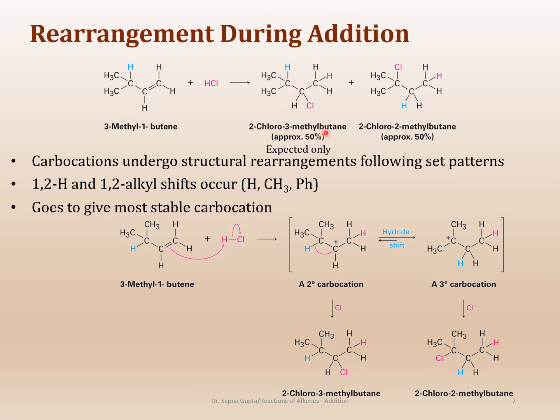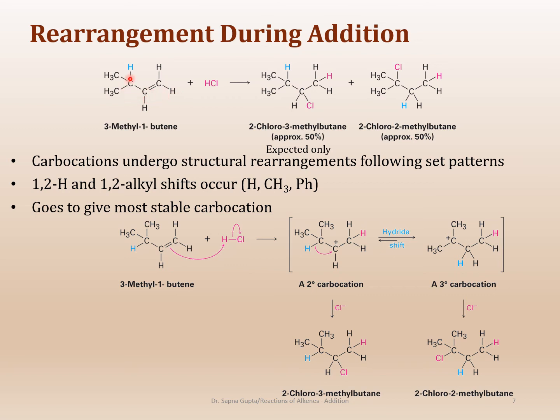So 2-chloro-3-methylbutane. This is the one that you're expecting. However, you do the reaction and you end up getting one more product, which is 2-chloro-2-methylbutane, which means that we got the addition on this carbon of the hydrogen, which you expected, but the chlorine did not add over here.